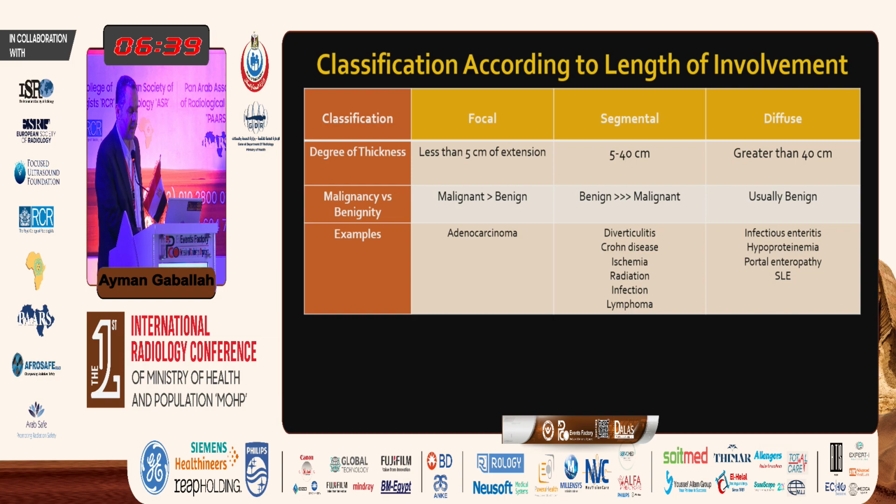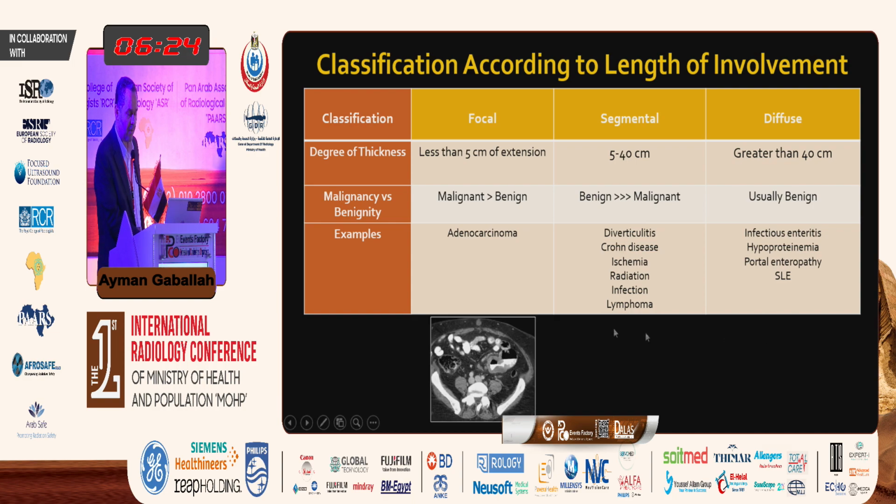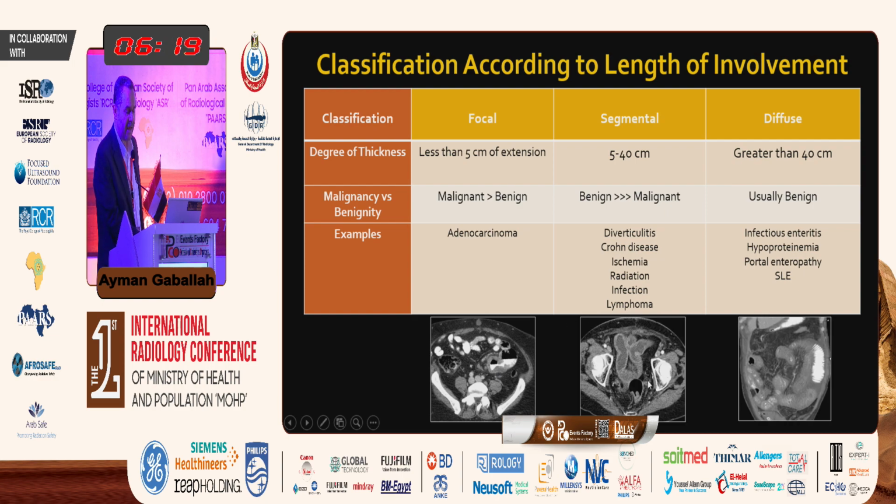You have the etiologies here. A short segment is going to be like an adenocarcinoma, but 5 to 40 centimeters is most likely Crohn's disease, ischemia, or radiation, though lymphoma can still be in that second group. We have some images here for a case of adenocarcinoma of the bowel. Hopefully you can see this image there. Here is another case of inflammatory bowel disease. And the last group, greater than 40 centimeters, is in cases of infectious enteritis, hypoproteinemia, or portal hypertension. Hopefully you are familiar with this: in patients with portal hypertension, you see wall thickening in the colon, in the stomach, and in the small bowel.